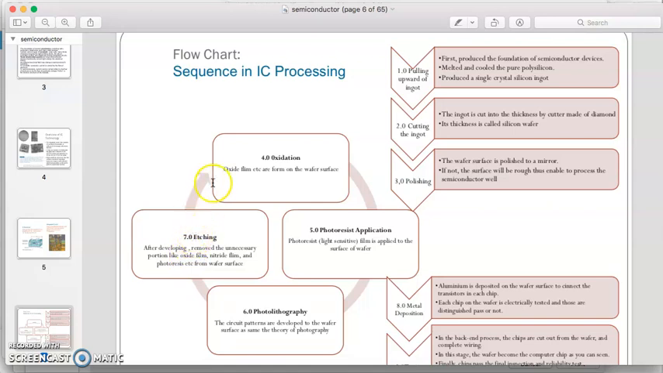And then we complete one layer. One rotation means one layer, and then we go to the next layer. The process repeats with oxidation, photoresist application, photolithography, and etching, and then the second layer is developed. We repeat the same process for the next layer, until all the layers are developed.